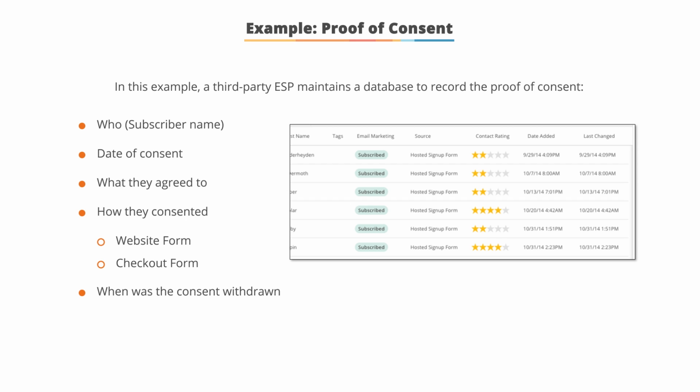As you can see from this screenshot of an email service provider, the status of the subscriber, the source of the opt-in, the date of the opt-in are all part of the reporting and subscriber record.